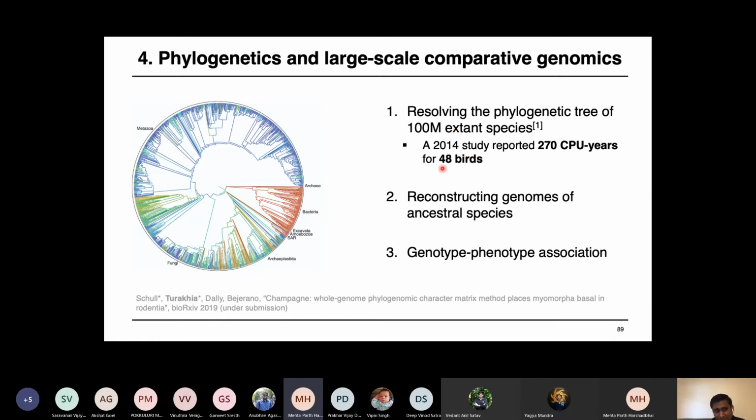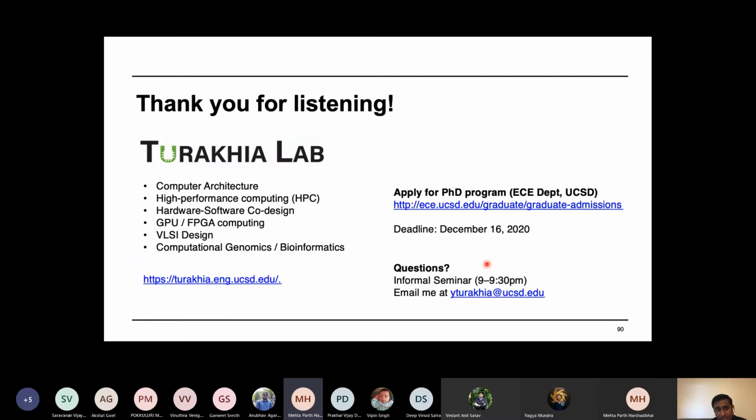And people have shown that even with a few tens of species, it takes several hundred CPU years to carry out these types of studies, like building phylogenetic trees and so on, or to reconstruct ancestral genomes. How did the ancestor of human and chimp, how did that species genome look like? Or to do genotype phenotype association, like I showed for convergent evolution and gene losses, and so on. And so I'll be working on that as well. I'm very interested in that.